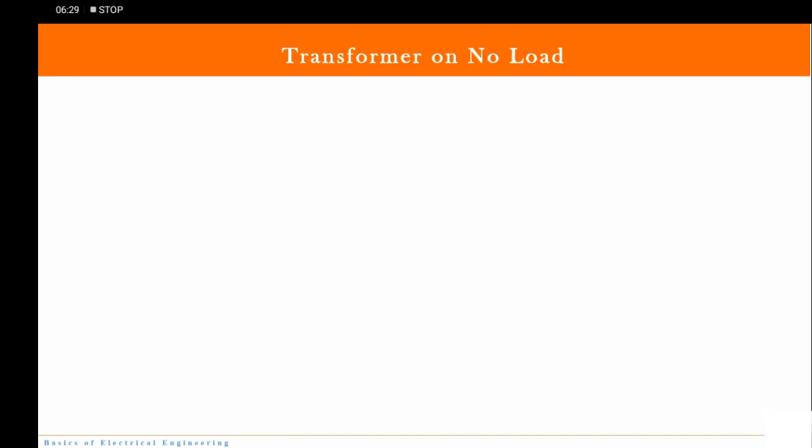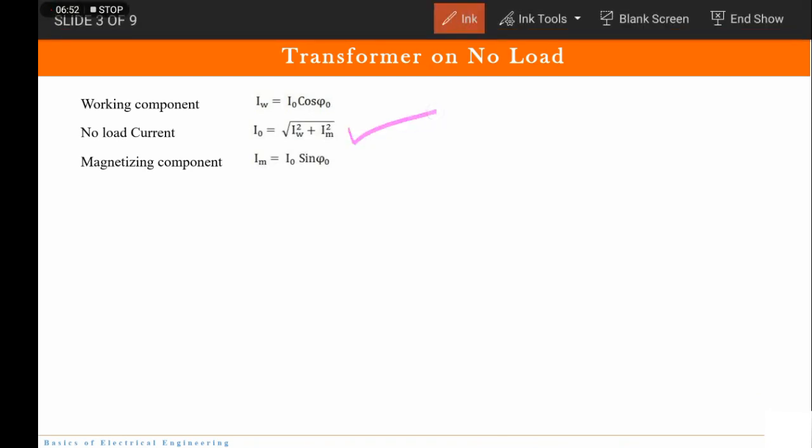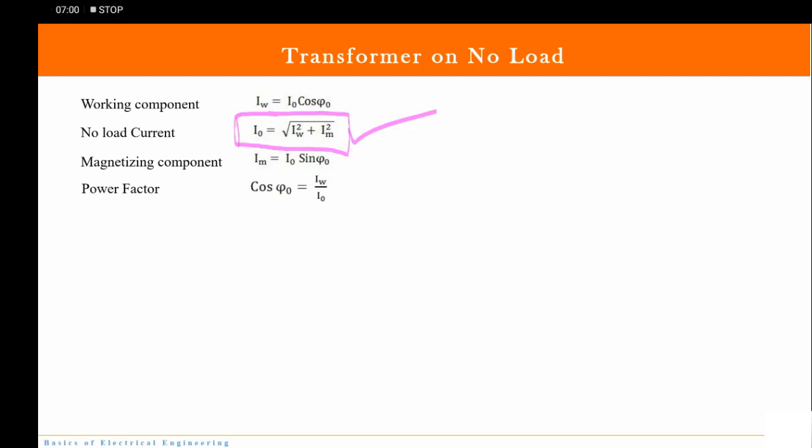So this working component is represented by I0 cos phi 0. Remember I told you that IW becomes a horizontal component with respect to V1, of course. Then IM is I0 sin phi 0. So the resultant of these two will be this. Then we have the power factor, which is cos phi 0, and that is given by IW by I0.